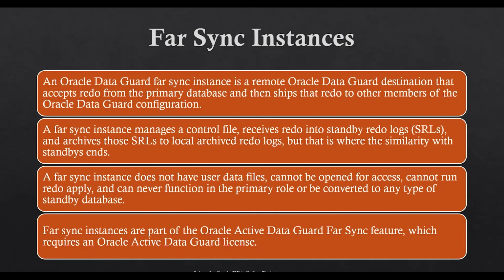The parsing instance will not apply any changes on its system, and it does not have any data files. It will have just the control file information and will not contain any data file. So it cannot be opened for access and cannot run redo apply. It can never function in the primary role or be converted to any type of standby database. It's like a null database with only a control file, and the idea is to get the archives from the primary site and then ship them on to the standby database.